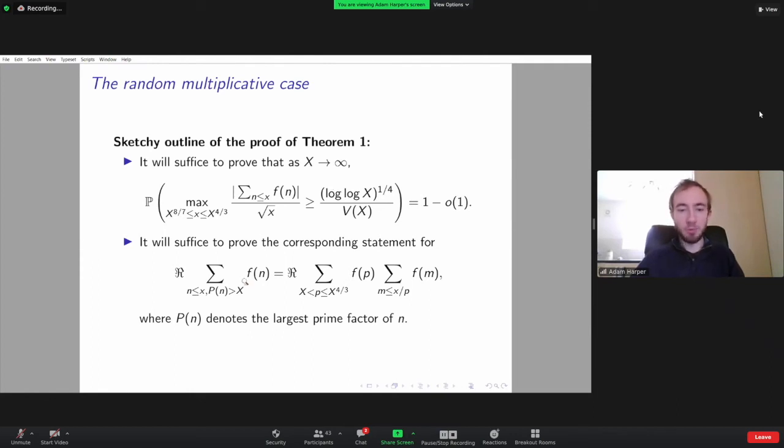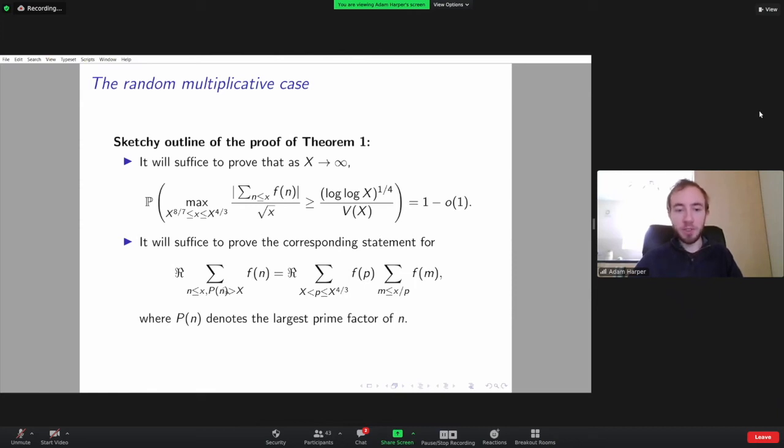And I claim that actually it will suffice to prove something like this, not for the complete sum here, but just for the sum over numbers with a fairly big prime factor. So the sum over numbers with a prime factor bigger than capital X, where capital X is the parameter. And also you can take the real part here if you want. So if you're thinking of f as a Rademacher random multiplicative function, it's real valued anyway, so this is redundant. But in the Steinhaus case, it's a bit convenient here to take the real part rather than working with the whole complex value itself.